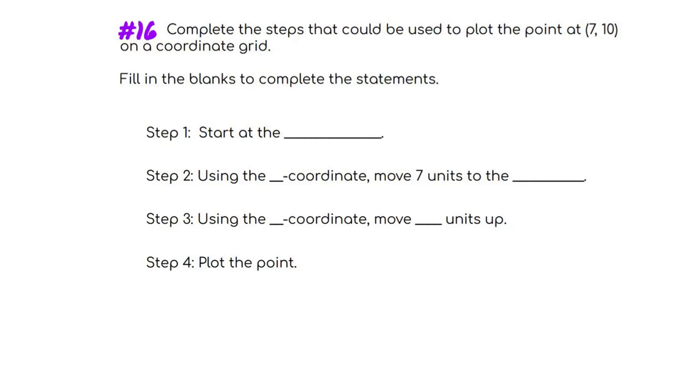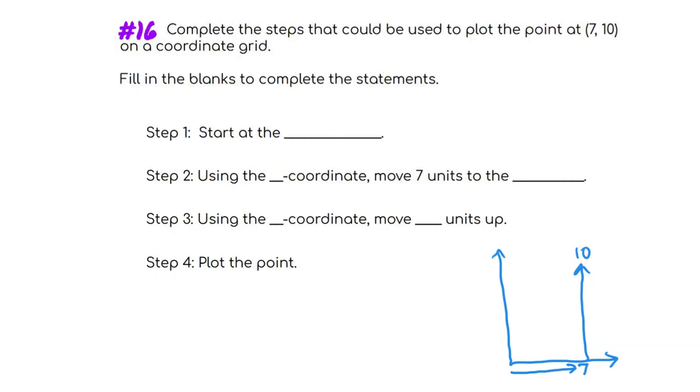Complete the steps that could be used to plot the point 7, 10 on a coordinate grid. Fill in the blanks to complete the statements. So it might help to draw a quick little XY coordinate grid and think about how you would put a point at 7, 10. Well, we always run first, so we're going to run to 7, and then we would jump up to 10.